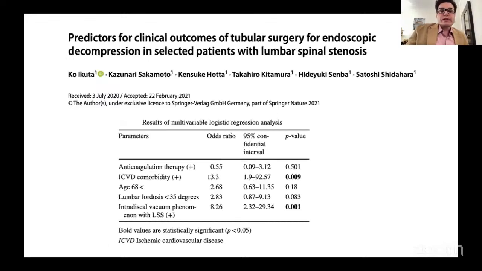What are the predictors of surgical outcome? There are not too many studies published on patient selection for multiple level spine stenosis to choose between endoscopic decompression or tubular decompression. But this study from Germany in 2021 looked at anticoagulation therapy and ischemic cardiovascular event, age, lumbar lordosis, and intradiscal vacuum phenomena. Interestingly, they found that patients with comorbidity of cardiac disease and intradiscal vacuum phenomena are statistically significantly associated with worse outcome.